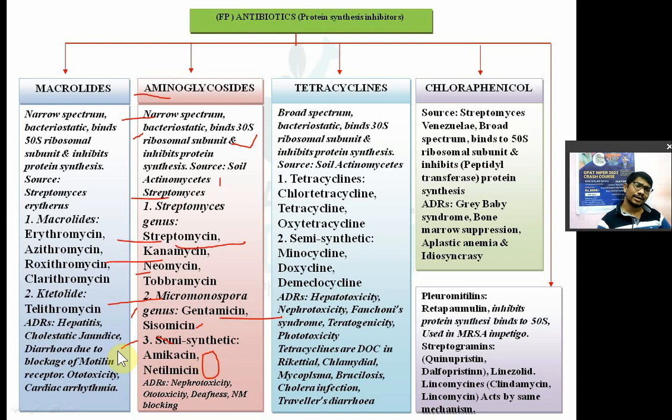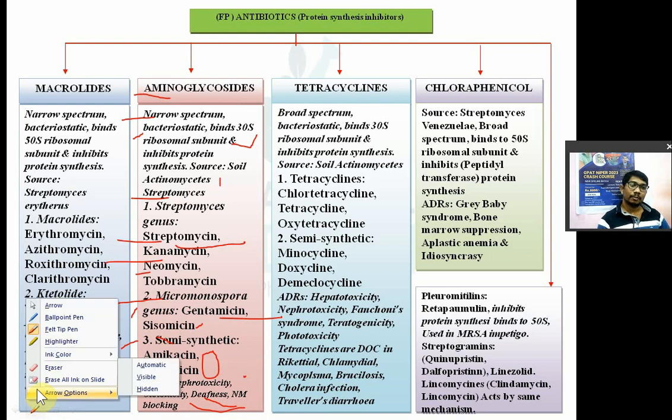Now adverse drug reactions of aminoglycosides, तो आपको मालूम होना चाहिए common adverse effects are there. They will cause nephrotoxicity, they will cause ototoxicity, they will cause deafness due to ototoxicity. They damage the 8th cranial nerve. They also block the neuromuscular junction. So nephrotoxicity, ototoxicity, deafness, neuromuscular blocking. These are the adverse effects of aminoglycosides.